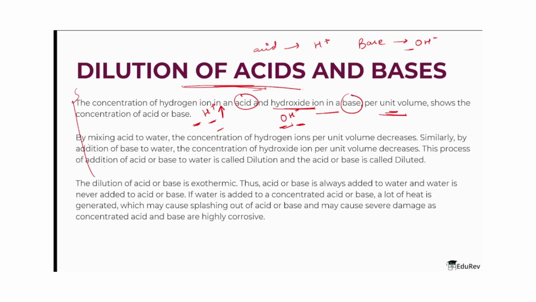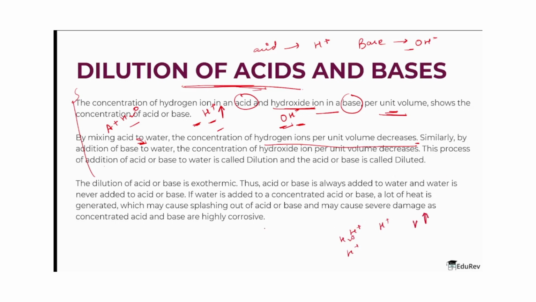Now let's move further. By mixing acid to water. So I am mixing acid and water. The concentration of hydrogen ions per unit volume decreases. This is simple because initially I only had acid, so there were H positive ions. But when water came, then the volume increased.